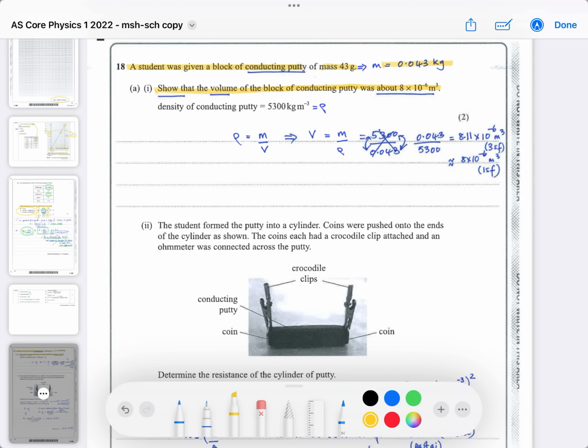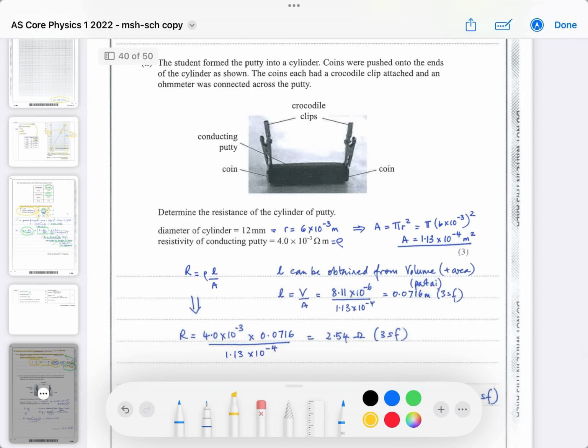8 times 10 to the minus 6 meters cubed. The density is given to you. So we know density is mass over volume from GCSE. You've got to work out the volume. We know the mass. We know the density. See, I made a mistake putting them upside down first. Put them the right way. You'll get 8.11 times 10 to the minus 6, which is approximately 8, because this is only to one significant figure. So to one significant figure, you have shown that it is correct.